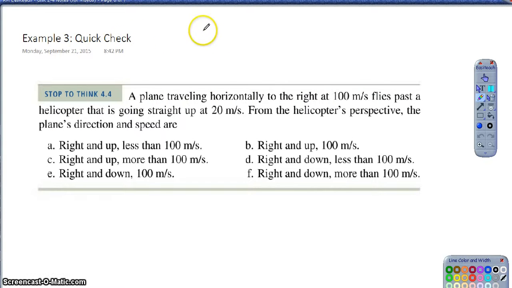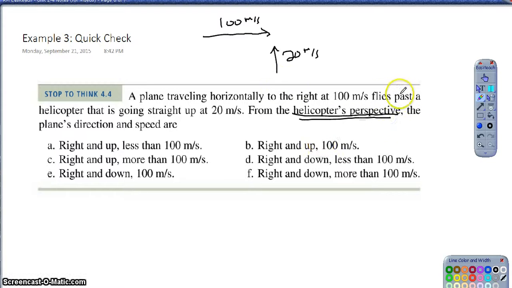Okay, so a real quick check then. A plane is traveling horizontally to the right at 100 meters per second. It flies past a helicopter that is going straight up. So the plane's going this way, 100 meters per second. The helicopter is traveling straight up at 20 meters per second. From the helicopter's perspective, and obviously it's very important we know what we're relative to, what is the plane's direction and speed?